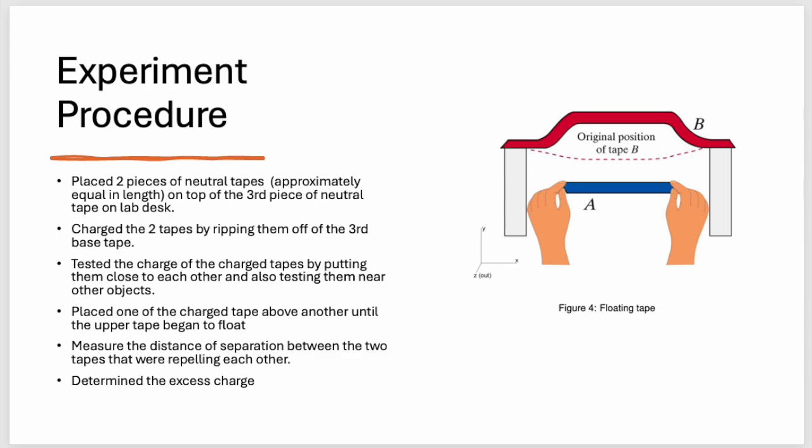Then I charged the two tapes by ripping them off the third base tape, and tested the charge of the charged tapes by putting them close to each other and near other objects. Then I placed one charged tape above another until the upper tape began to float, measured the distance of separation between the two repelling tapes, and lastly, I determined the excess charge.